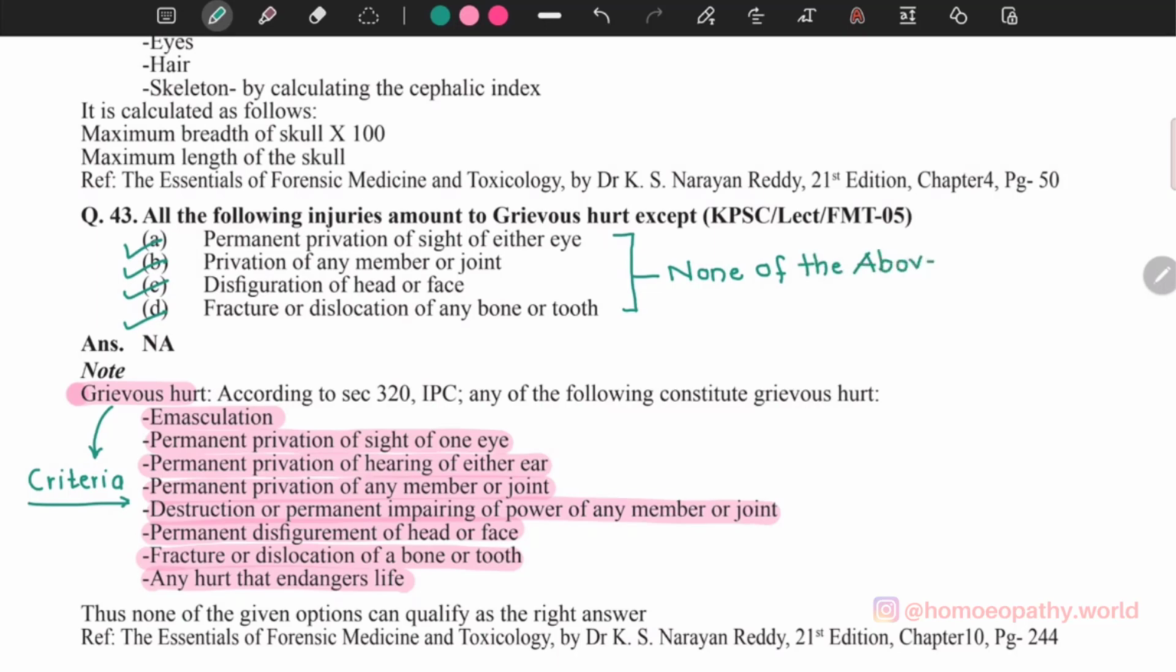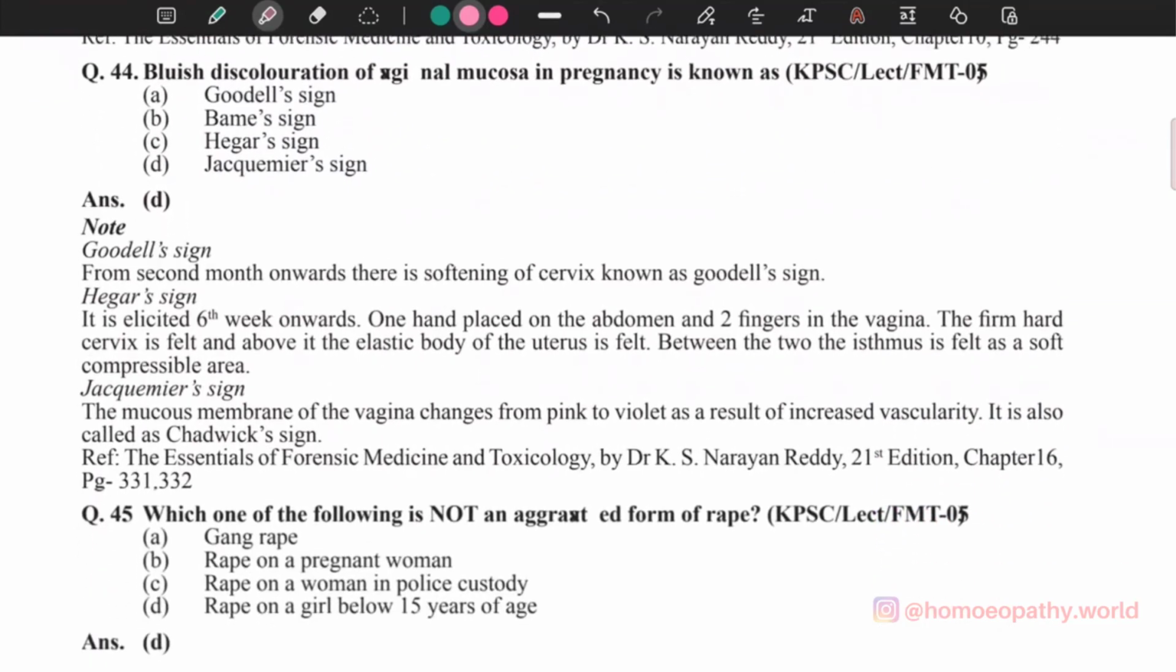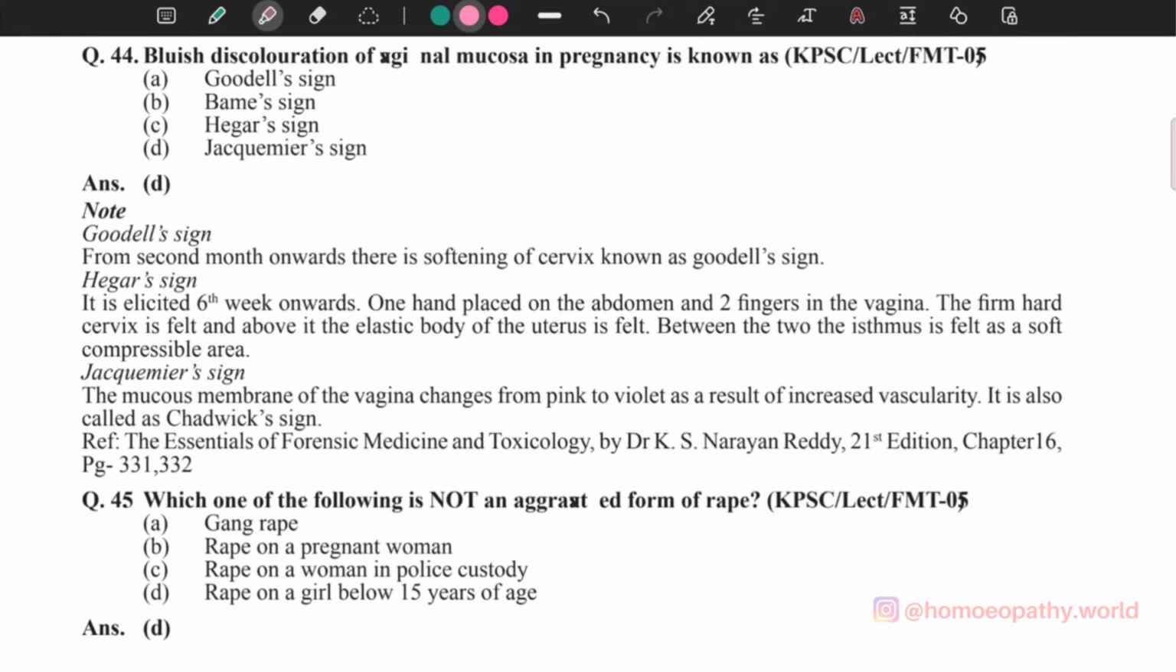None of the above is wrong. Sometimes the answers are mistaken or misprinted, and sometimes the MCQs are also wrong. So you don't have to worry about it. We'll just know what the correct answer is and we'll move on.